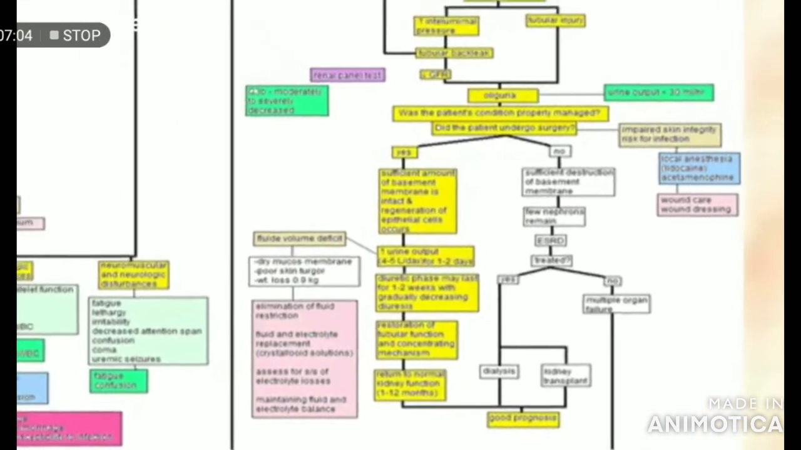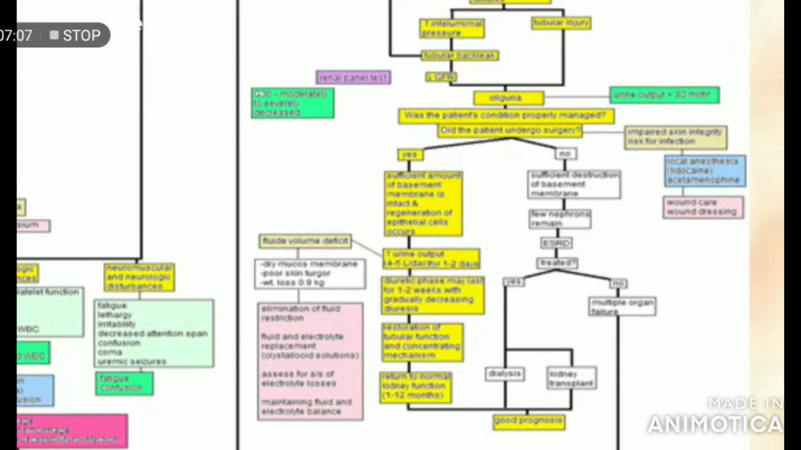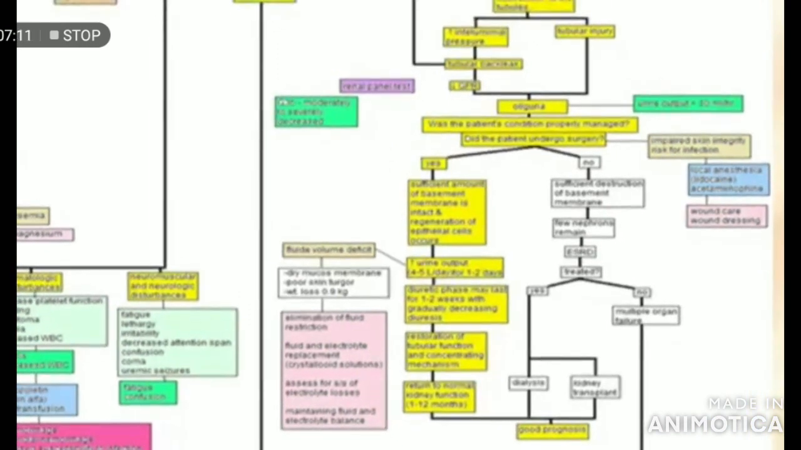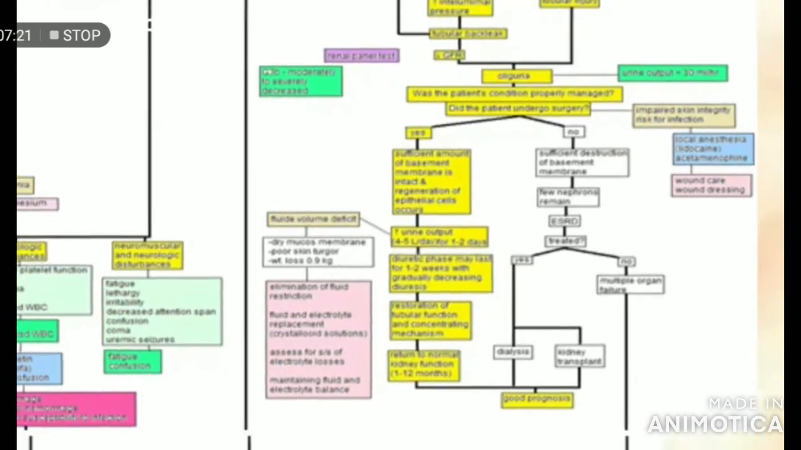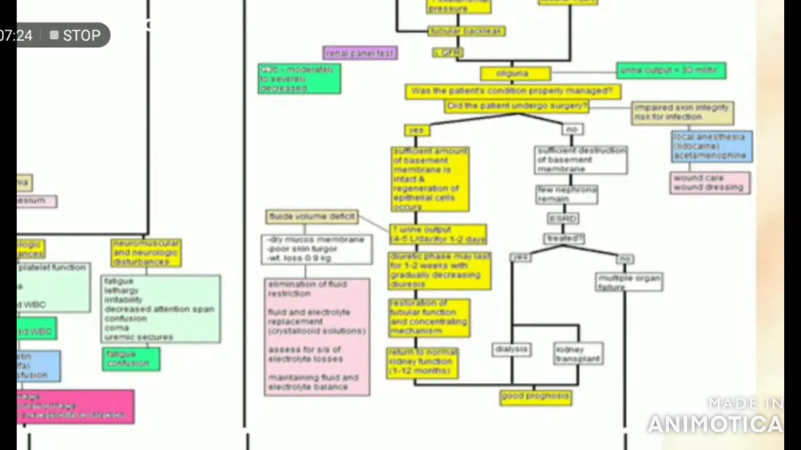For yes, which was exactly how my patient was treated, there is a sufficient amount of basement membrane that is intact, and regeneration of epithelial cells occurs, and this will result in an increase in urine output, since the kidneys are now in a rehabilitation stage or recovery phase. So kidneys are now functioning, but even if the urine output increases, the BUN and creatinine levels at this stage still increase.